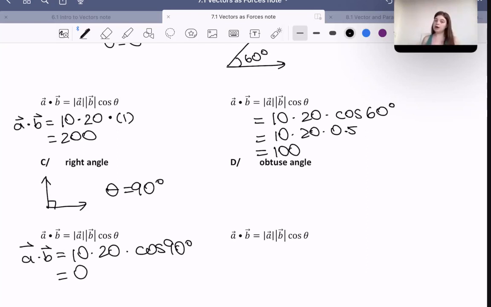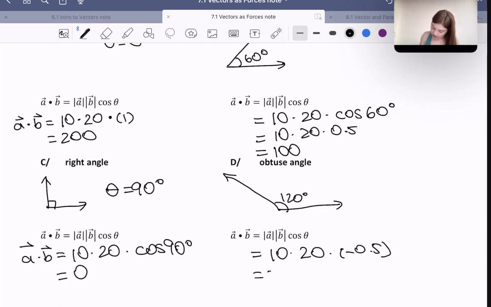And then what about an obtuse angle? I'm going to use 120 for this because it'll get us exactly negative 0.5, and that'll make this easy. That will tell us that this is going to be 10 times 20 times negative 0.5, which just gives us negative 100. So pretty straightforward. So long story short, as long as you use this formula that you're supposed to for the dot product, it's not too bad. It's when we go off formula that we're going to get it wrong.